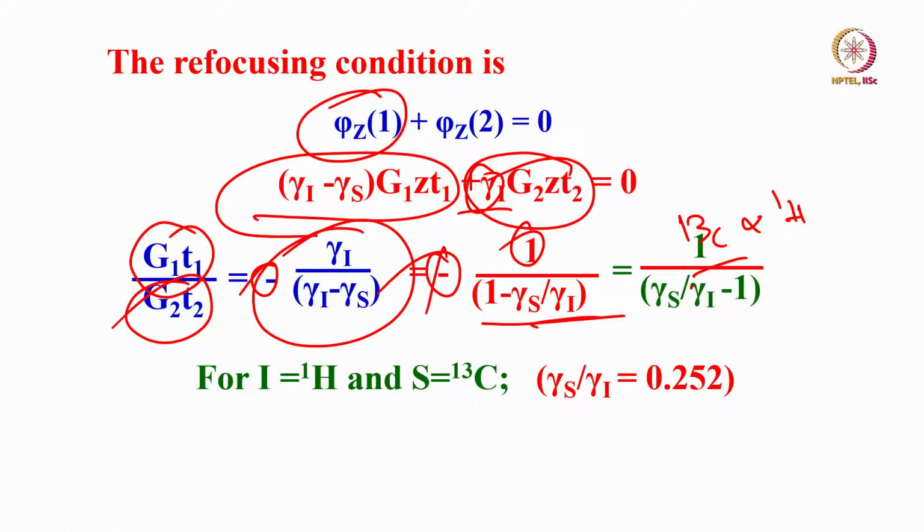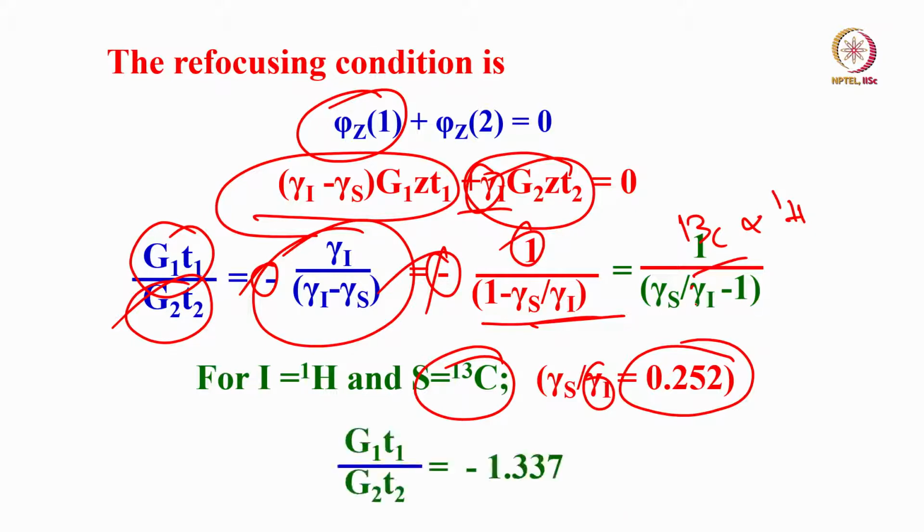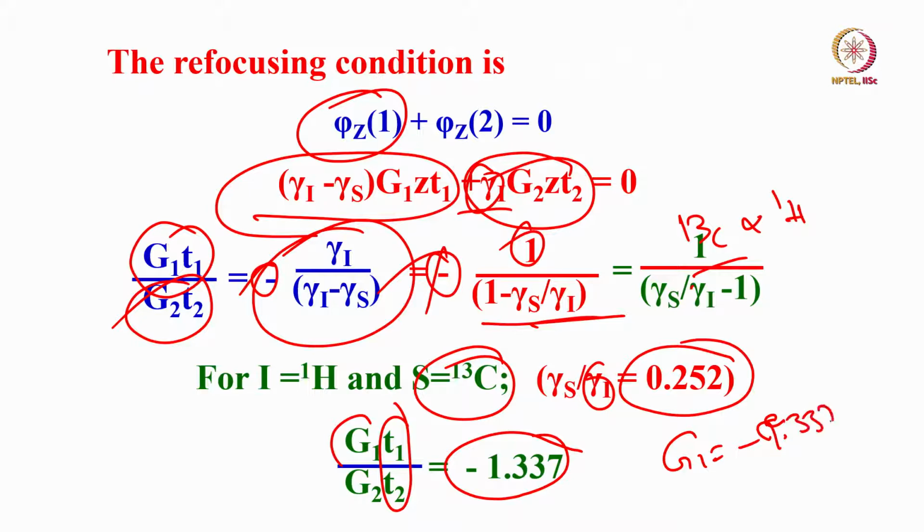So now for I equal to 1H and S equal to carbon 13, if these two are the heteronuclei, this ratio turns out to be 0.252, because gamma I of proton is nearly 4 times larger than that of carbon. So put it here. If you maintain the duration t1 exactly equal to t2, you do not change the duration, then what do you have to calculate? G1 should be equal to minus 1.337 times G2.